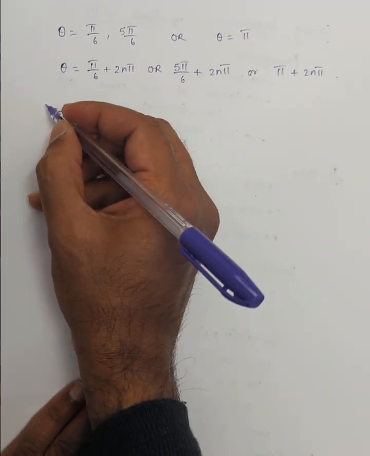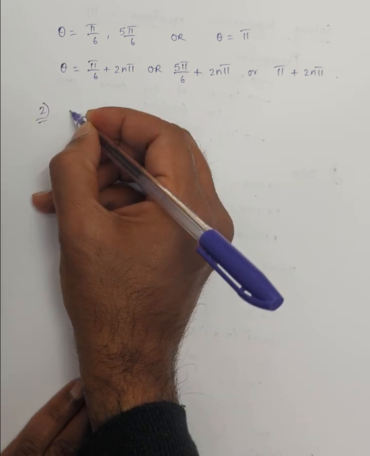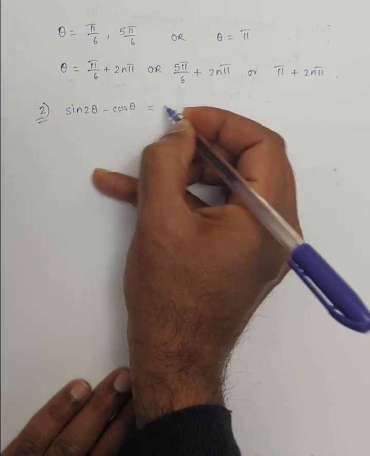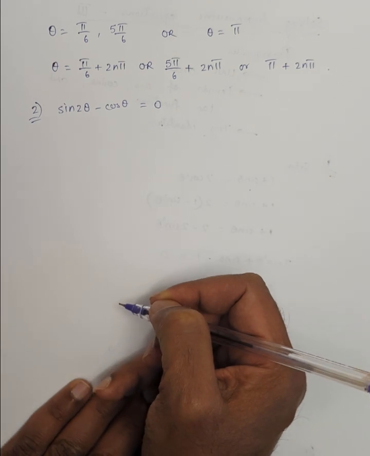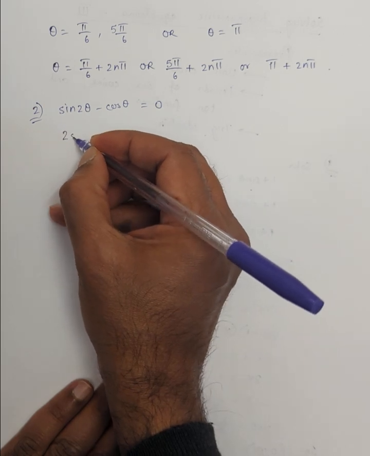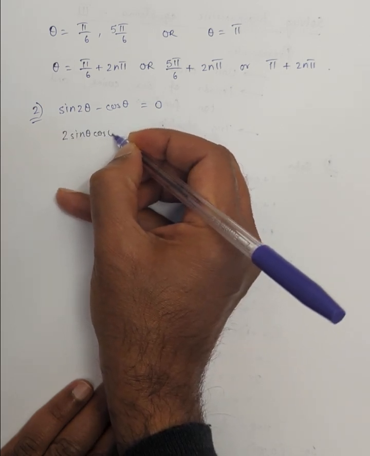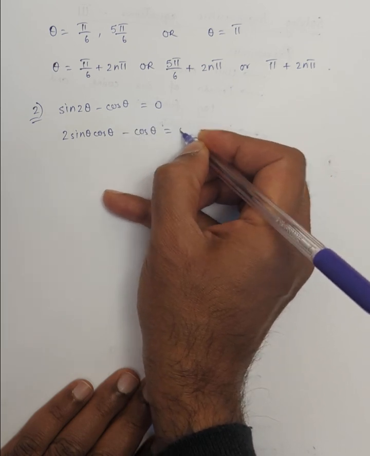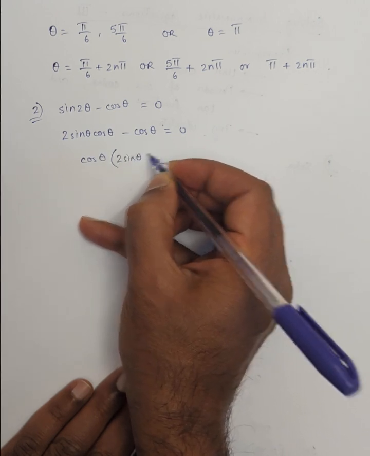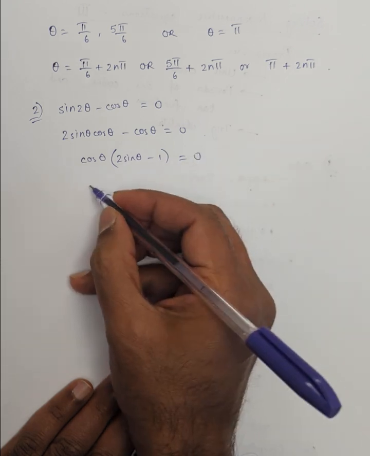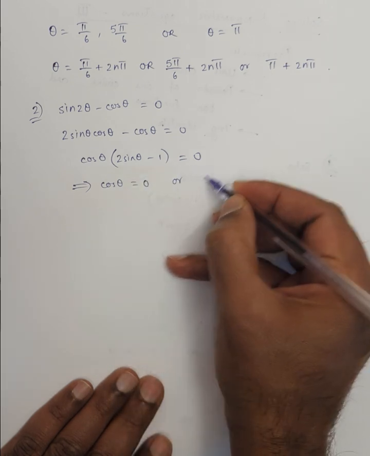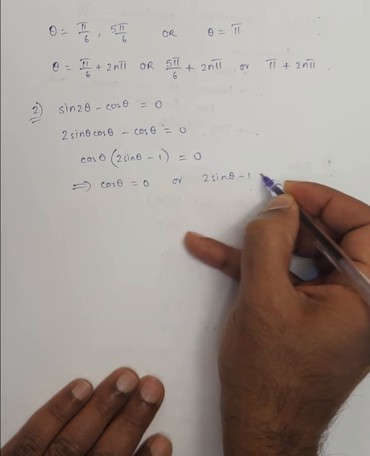Now let's look at another example. So this time I have sine 2 theta minus cos theta equal to 0. Now to solve this example, I realize sine 2 theta is 2 sine theta cos theta. So that's the double angle identity, minus cos theta equal to 0. So now if I factor cos theta, then I get 2 sine theta minus 1 equal to 0, which means I can set each factor to 0. Cos theta equals 0 or 2 sine theta minus 1 equal to 0.